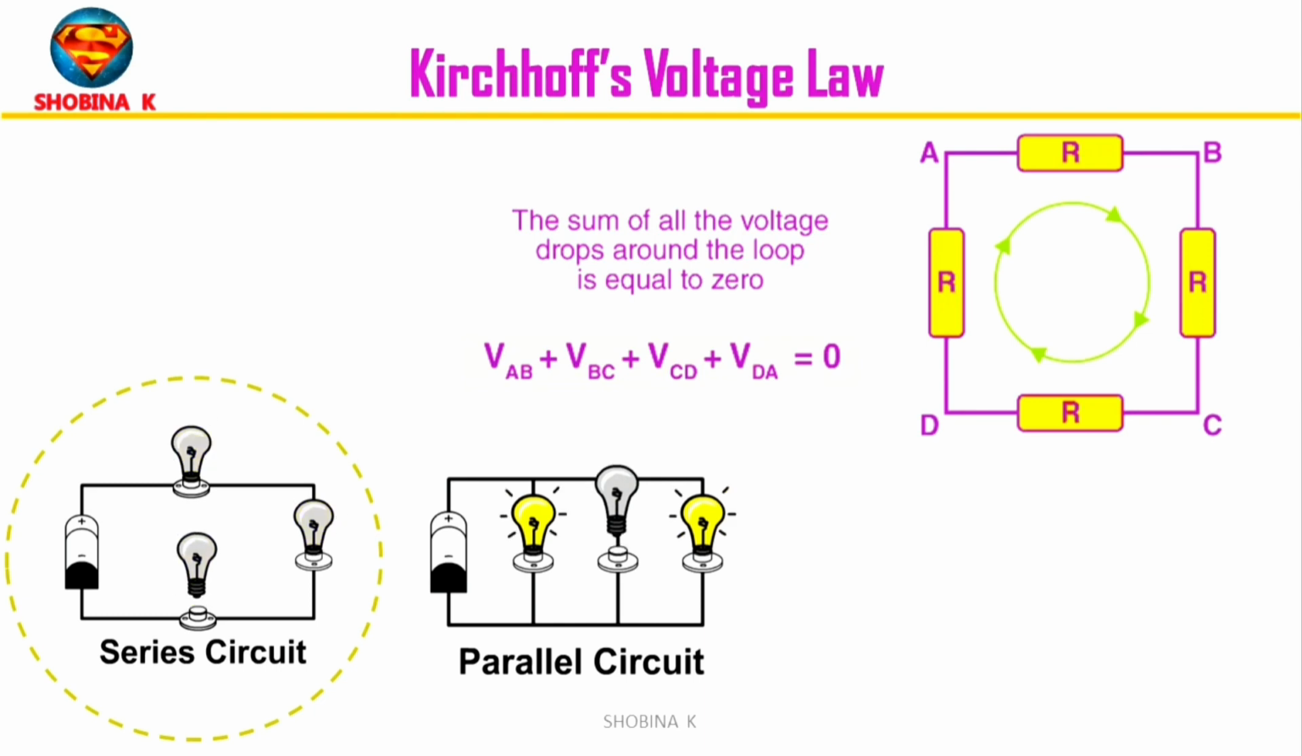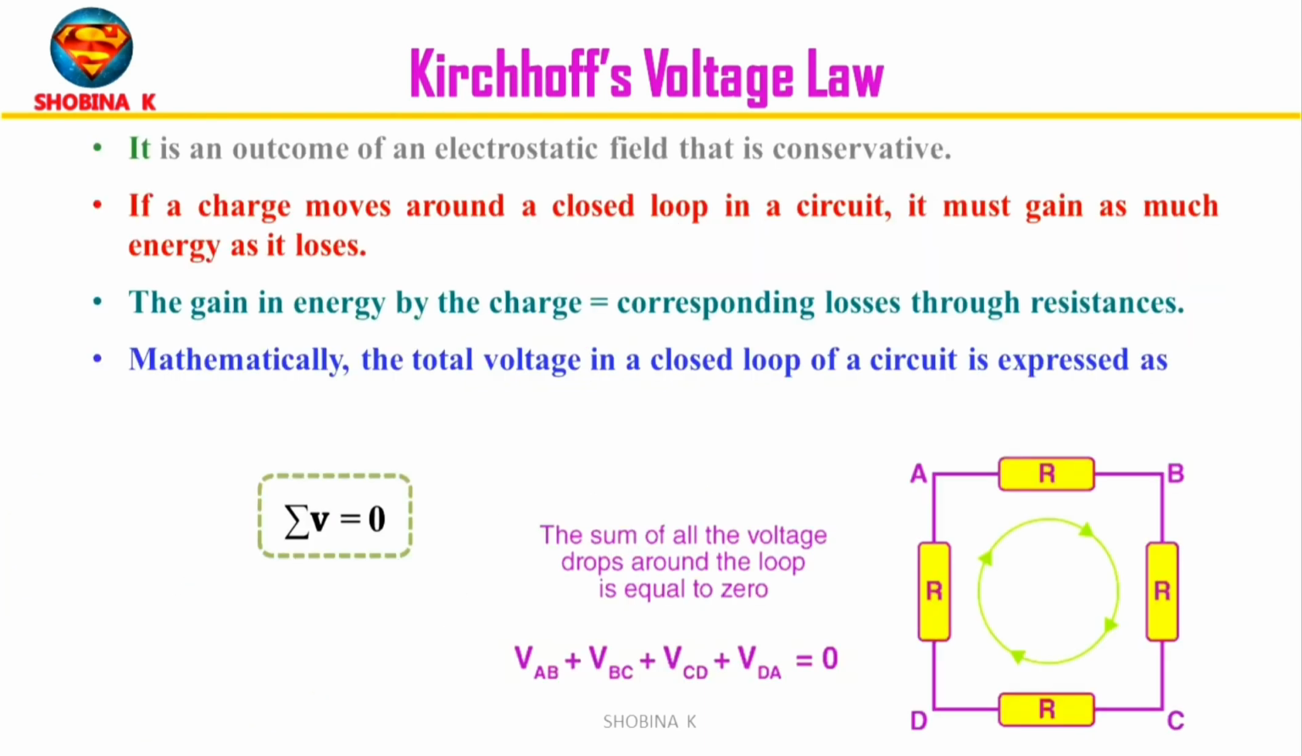Kirchhoff's second law is an outcome of an electrostatic field that is conservative. Because if a charge moves around a closed loop in a circuit, it must gain as much energy as it loses. It can be summarized as: the gain in energy by a charge equals the corresponding losses through resistances. Mathematically, the total voltage in the closed loop of a circuit is expressed as summation V equals 0.